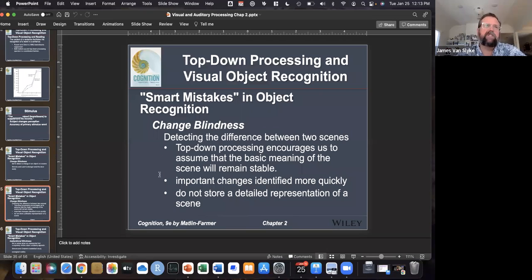So most of the time, we do not store a very detailed representation of any typical visual scene that we see. Now, if it's an important change, if it's something that sticks out to us, something important to us, then we're much more likely to actually observe it. But in general, we will tend to not take in a very detailed representation of any scene that we're looking at on a day-to-day basis.